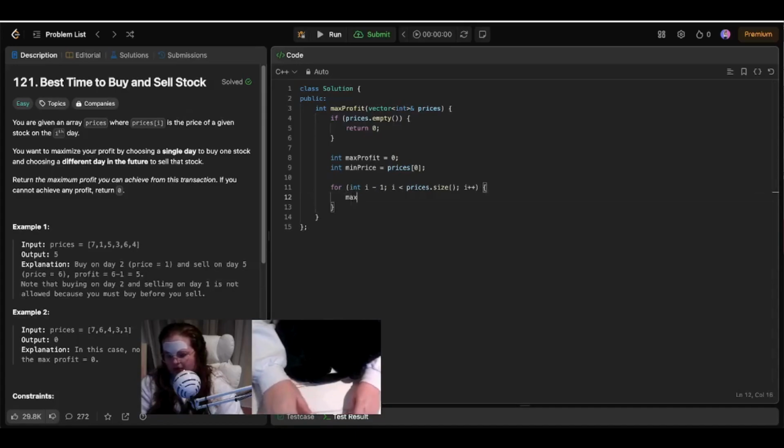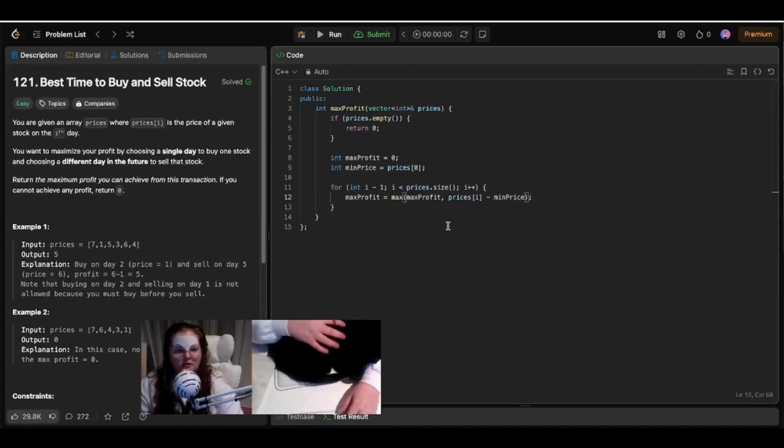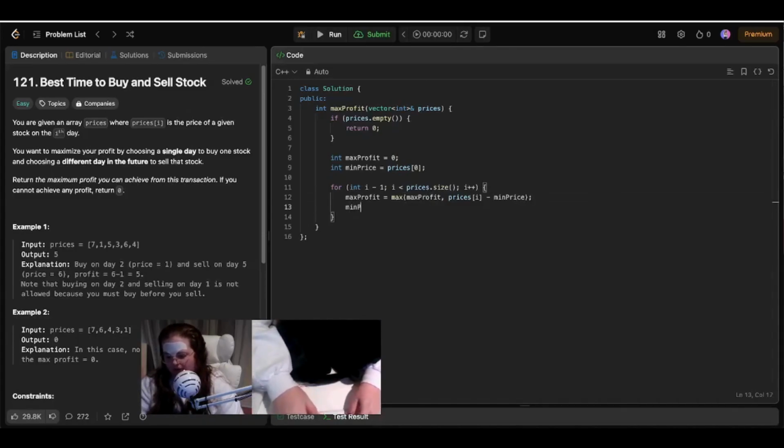Yeah, because then I need to do max profit equals, and then we go into that same prices, but with i minus min price. Max. This feels right. I feel like I'm writing this right. I'm really not good at C++.